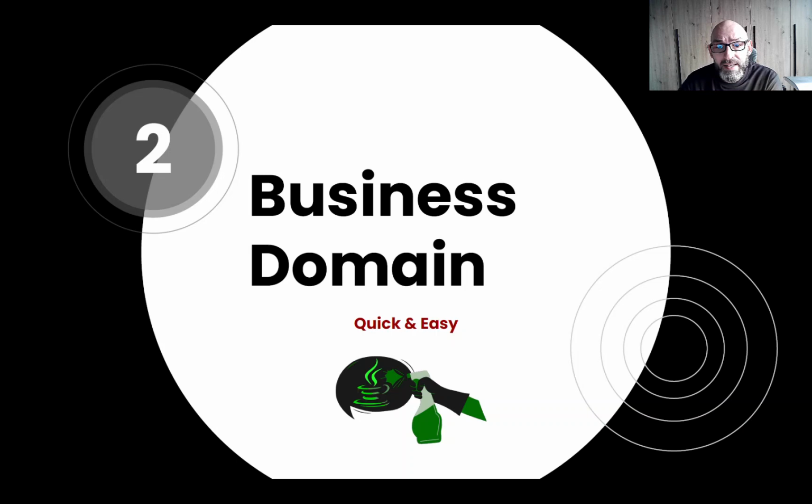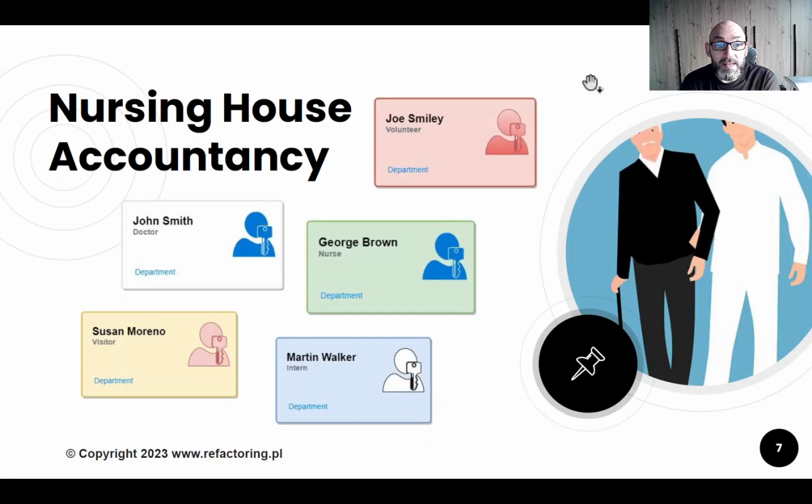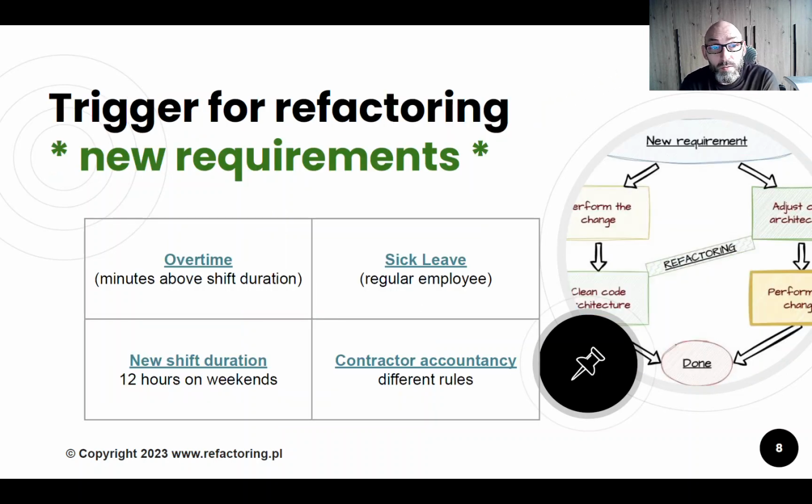Let me tell a few words about the business domain, which is easy enough to understand, what allows us to focus mainly on technical aspects of the solution. So the business domain is accountancy of a nursing house where different people are employed, they are rewarded differently. In this project, new requirements are coming, and the level of how easy it will be to introduce these new requirements is dependent on current shape of the project, of code quality. Is it extendable or not?